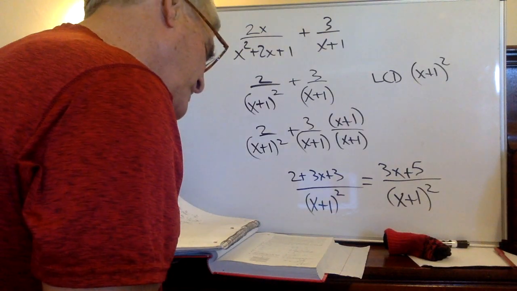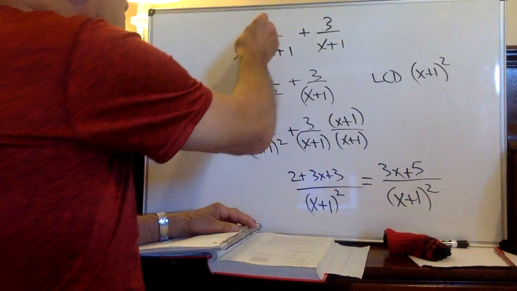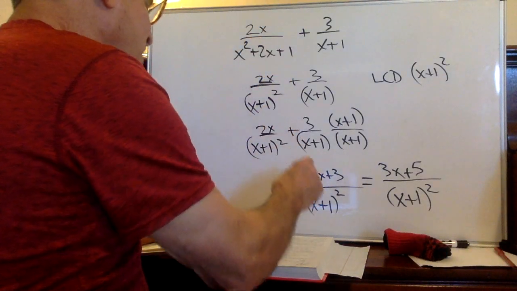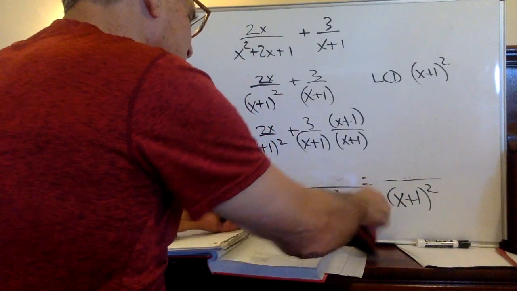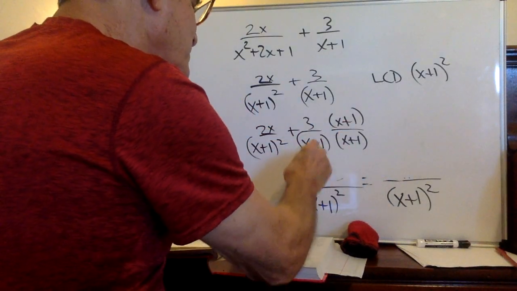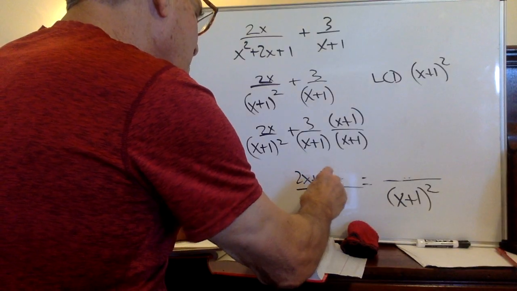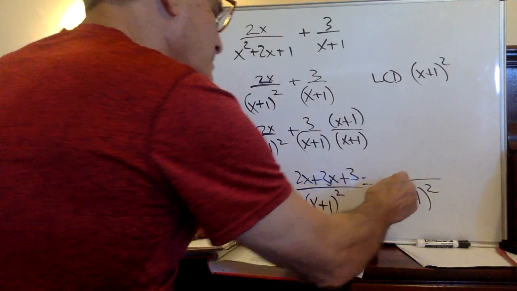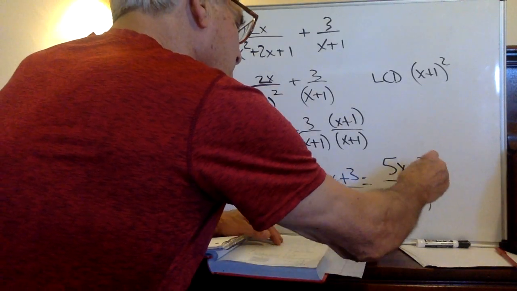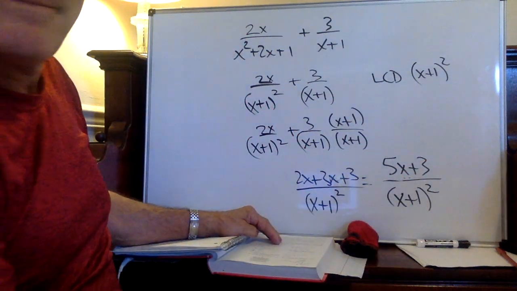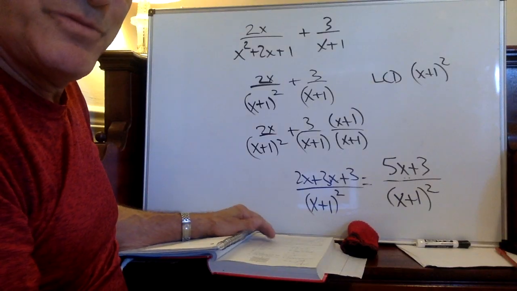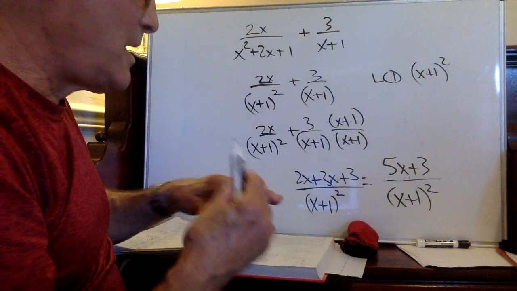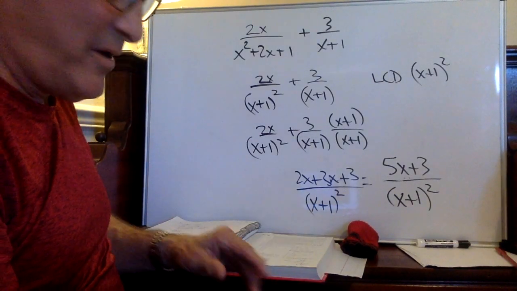Did I write that correctly? No. X. 2x. Now it's correct. Be careful. Stupid little mistakes like that will cost you. And I make them all the time, if you haven't noticed.